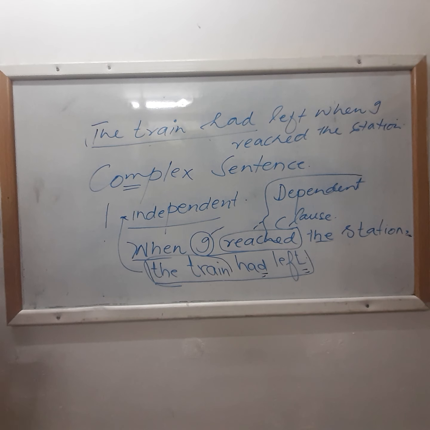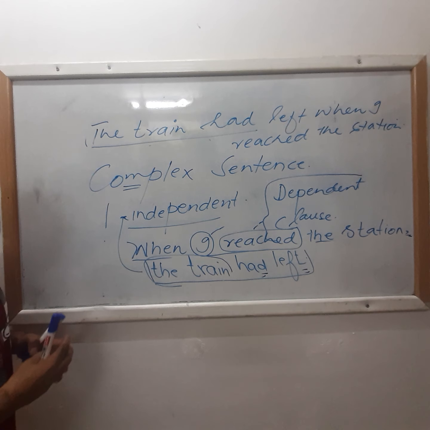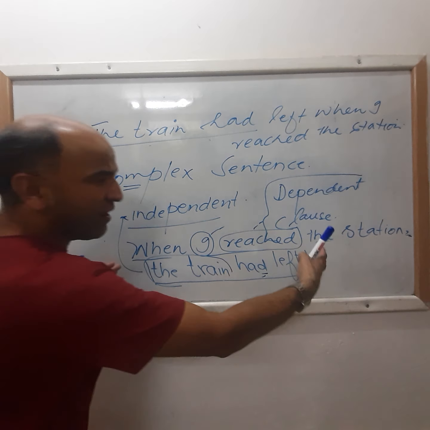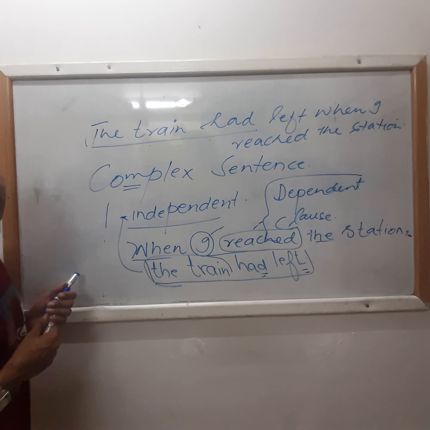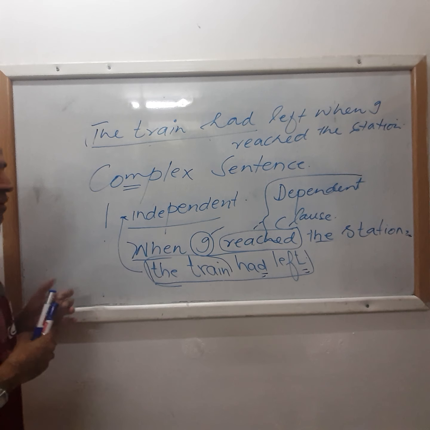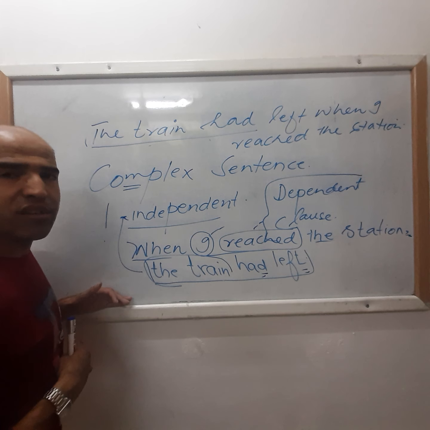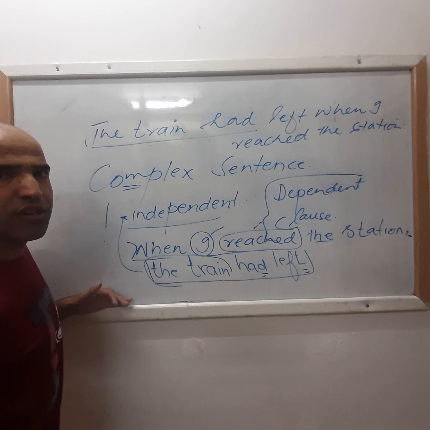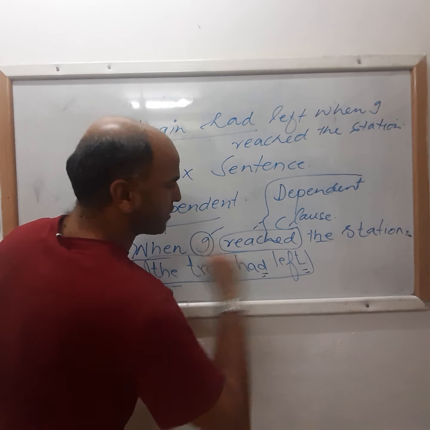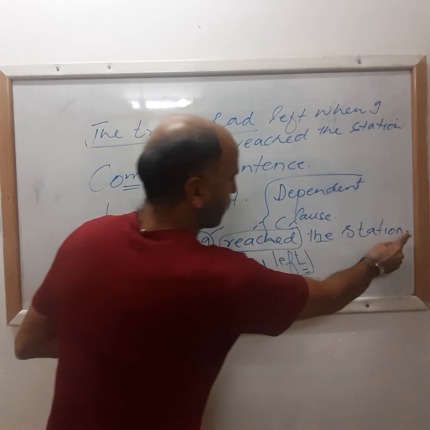Now in complex sentences, the clauses are joined by any subordinating conjunction: when, where, okay, so, although, though, if, because. There is a long list of subordinating conjunctions in English. So you have to bear in mind that whenever your dependent clause starts with any of the subordinating conjunctions, it is always followed by a comma.